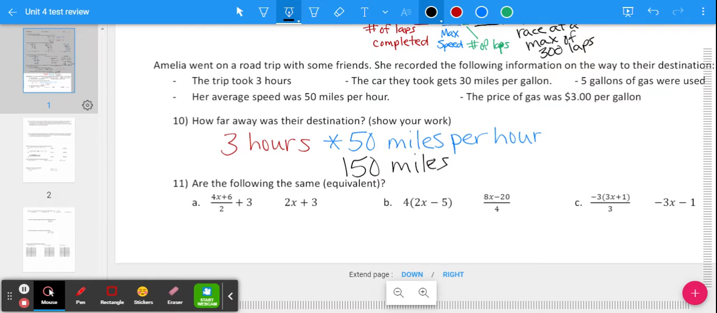So then it wants to know, are the following equivalent? Are they the same? So you have to simplify them in order to figure out if they're the same. So what they did was they took all of these 5 different representations and mixed them up into different orders, just like we did with Elvira's Cafe.